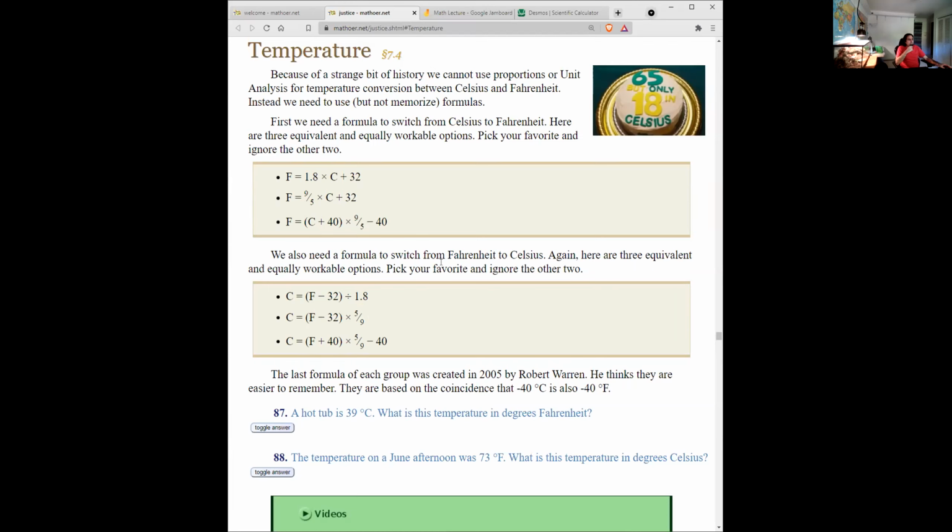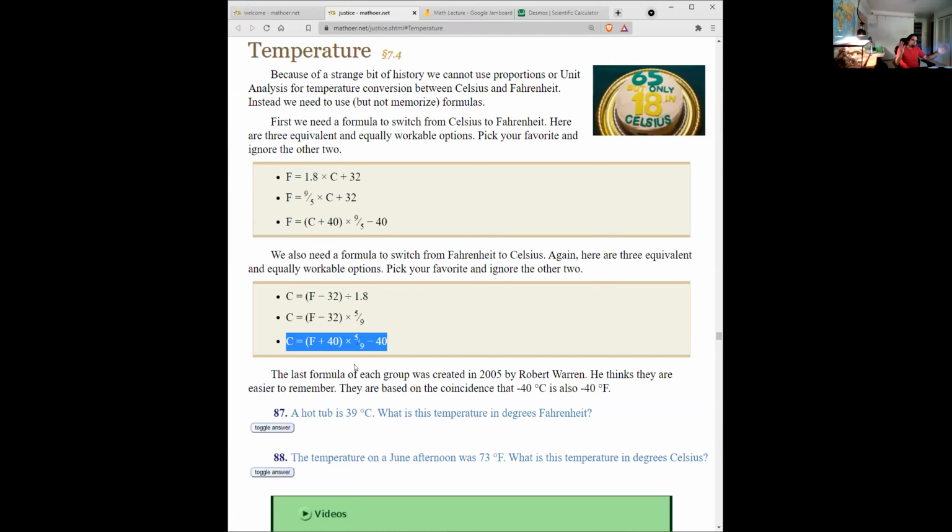Then the last one, somebody named Robert Warren realized, oh, I can make them look almost the same. They both have a plus. They both have a minus. It's only that when I have F, I need a 5/9, or C, I have a 9/5. So if you were working with maybe a kid that's memorizing these for some reason in school for the first time, this might be the easiest one to memorize if you had to memorize them.